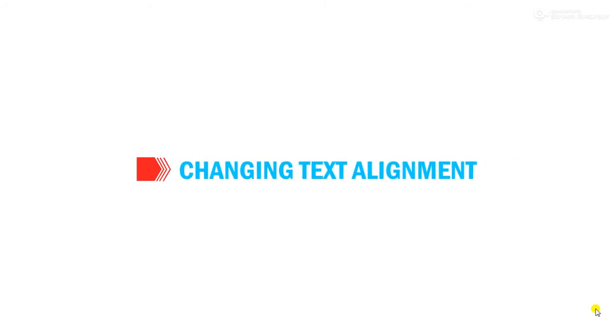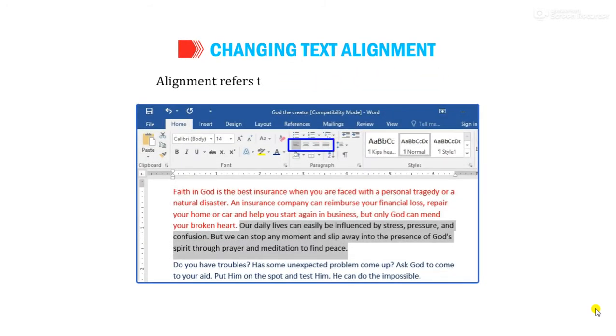Now let us understand how to change text alignment. Alignment refers to the positioning of text on a page. It is always better to set the alignment before typing. We can also select an entire document and then change the alignment of text. Word 2016 provides 4 types of alignments, which are as follows.